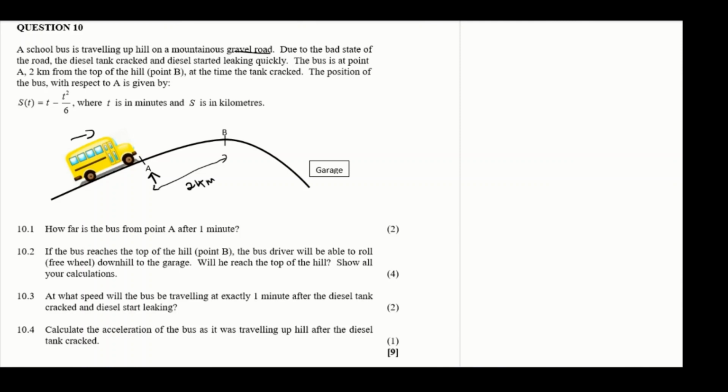So the position of the bus with respect to A is given as follows. So this is the position of the bus with respect to this point here, point A, where t is measured in minutes and s is measured in kilometers. 10.1. How far is the bus from point A after just 1 minute?